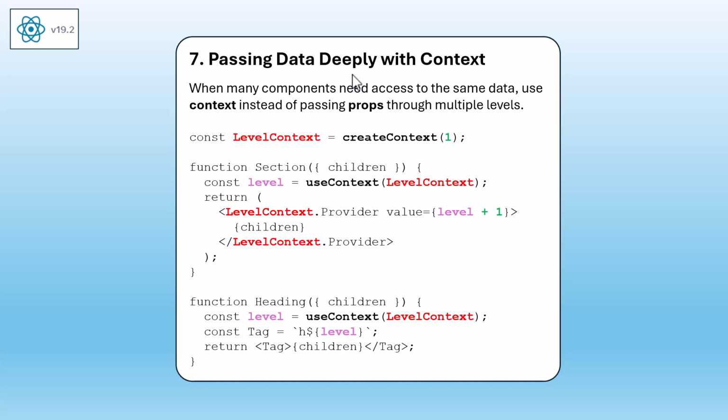Context provides a way to make data available to any component in a subtree without explicitly passing it down through every level. For example, a heading component might determine its display level based on the section it's in. Each section provides its own level information to components below it. Context allows this kind of implicit communication, helping you avoid long chains of props and keeping your component hierarchy cleaner.